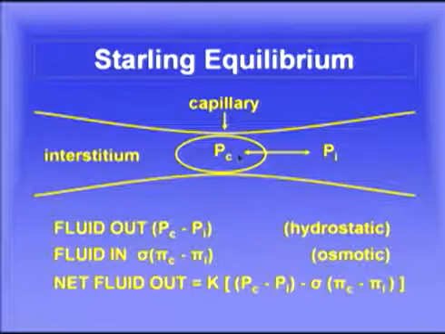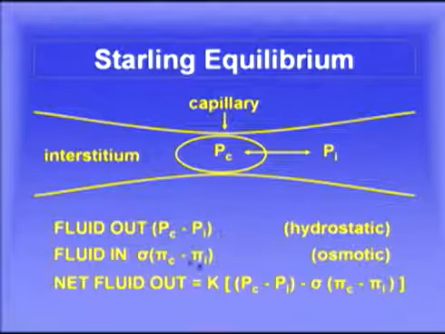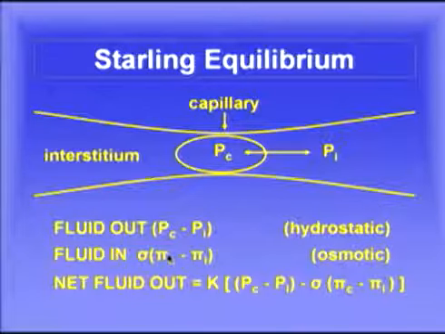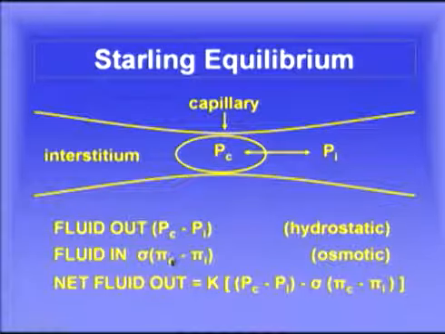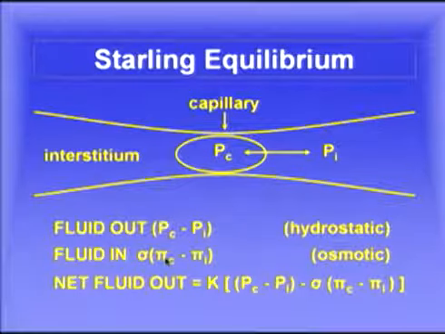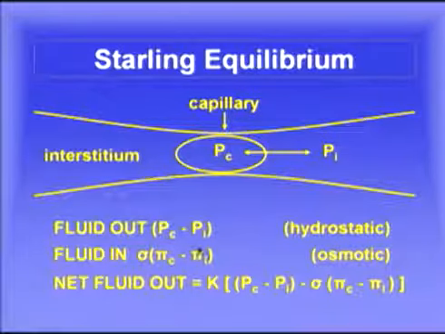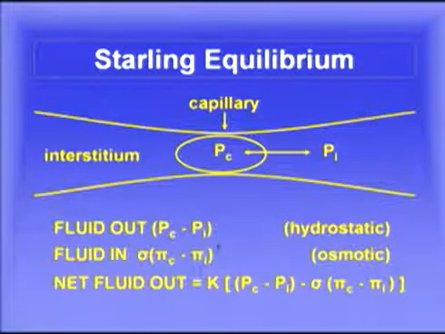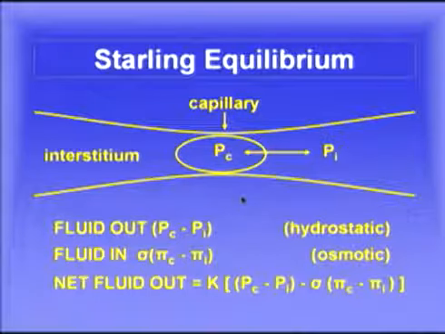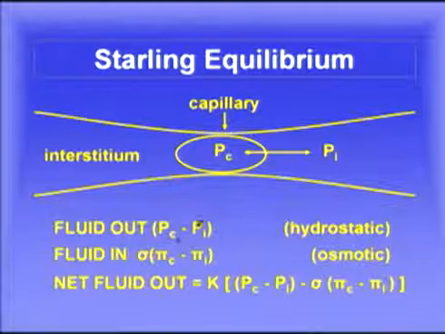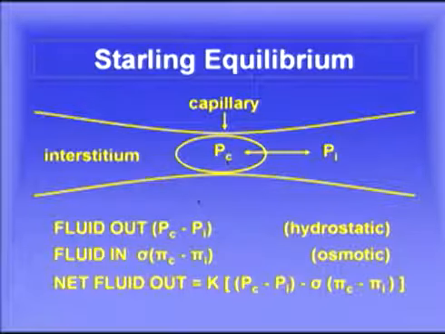Okay? Those forces are opposed by the colloid osmotic forces. In particular, the colloid osmotic pressure, indicated by the Greek letter pi, the colloid osmotic pressure in the capillary minus the colloid osmotic pressure in the interstitium. So you've got these two sets of forces. Now there's one complicating factor here, and that's indicated by the Greek letter sigma here.